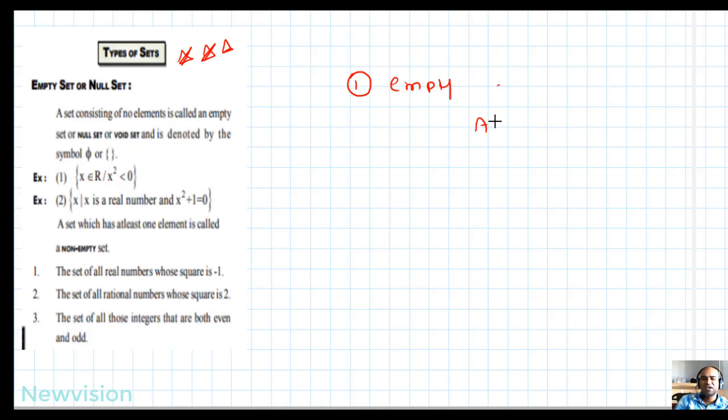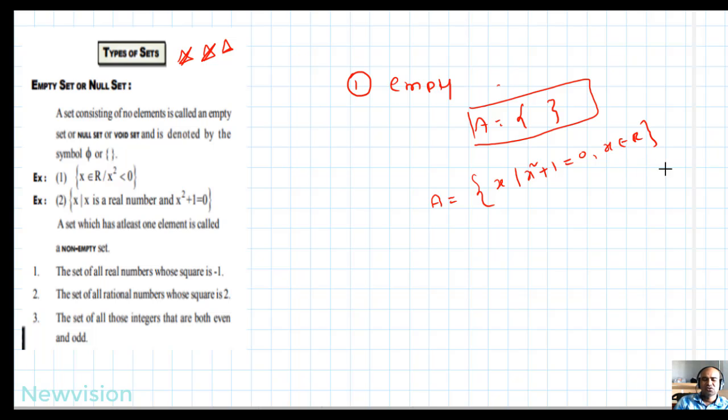I will write examples. A is given with just two braces, nothing inside. So this is one example for a null set. A is a null set. Empty set means a set without any element. Sometimes you want to write an example using set builder form, that is important. Observe, A equals x such that x square plus 1 equals 0 and x belongs to real numbers. So this is an example for an empty set because there is no real number which gives x square plus 1 equal to 0.